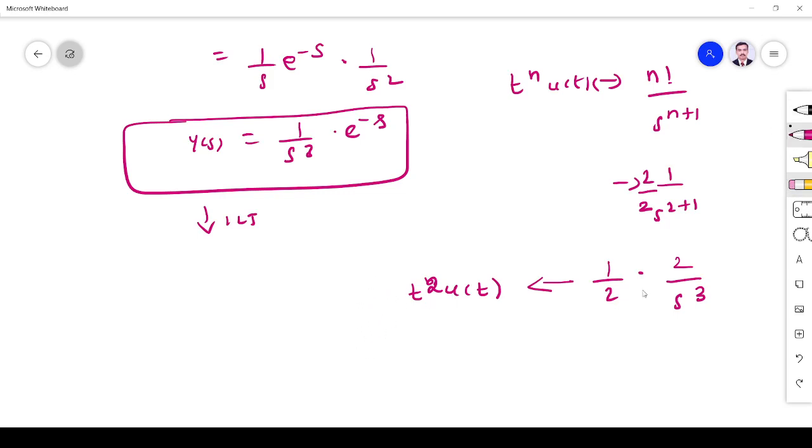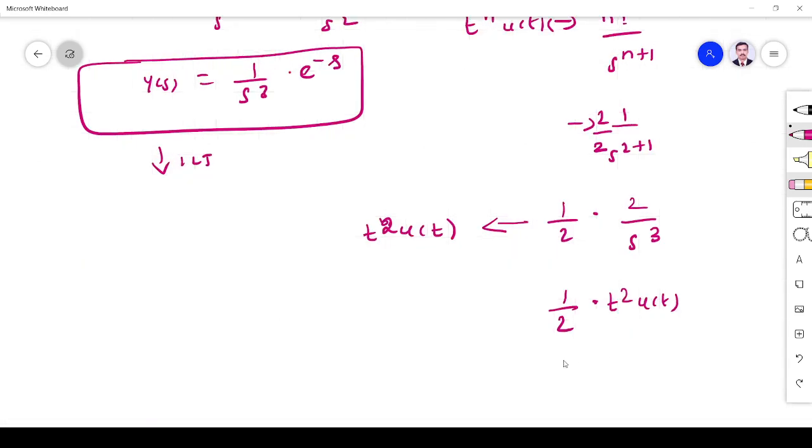Right, so this is the answer. So it is 1 by 2, 2 by s cube. So 1 by 2 is constant. For 2 by s cube, what is the inverse Laplace? t squared into u of t. I have e power minus s also. E power minus s in time domain means it is shifted. So for 1 by 2, it is shifted by 1 unit. So t minus 1 squared u of t minus 1.